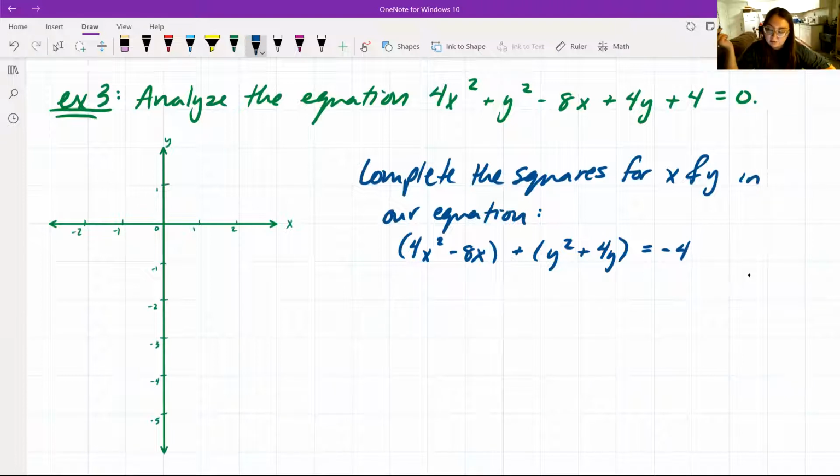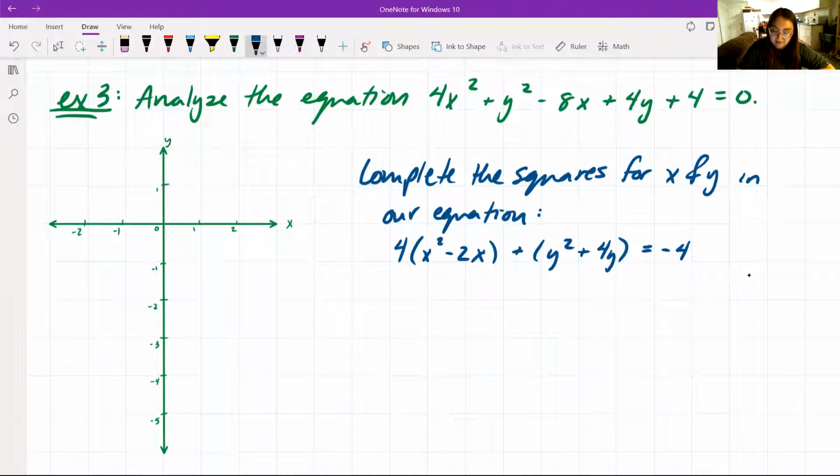We have this 4x squared minus 8x. We don't want a coefficient in front of x squared, so let's go ahead and pull that 4 out right away. So this will now leave us with 4 times x squared minus 2x. So, all right, we have that down now. Now we want to complete the square. So, for example, in our first term, we have x squared minus 2x.